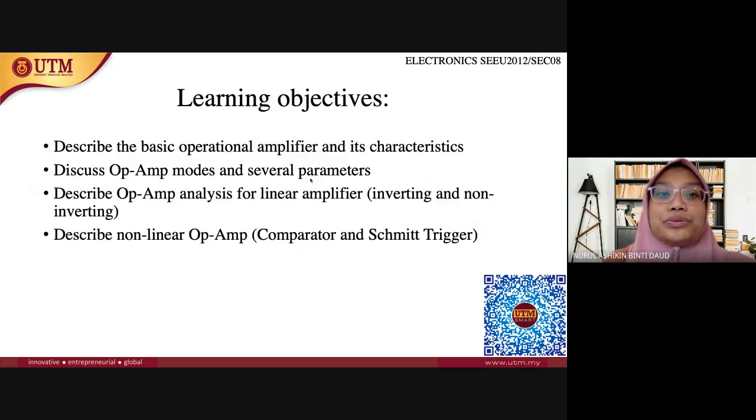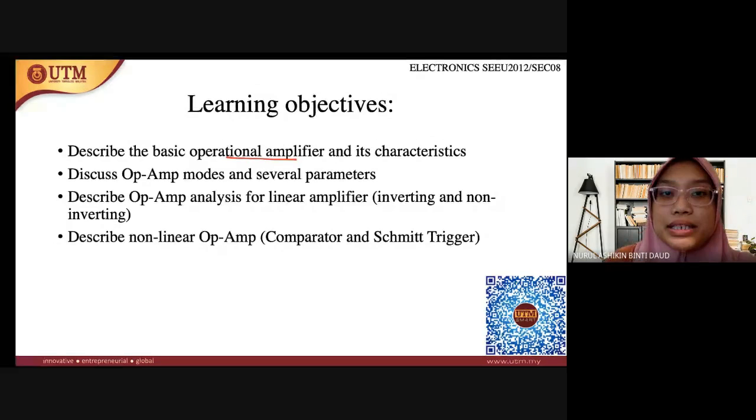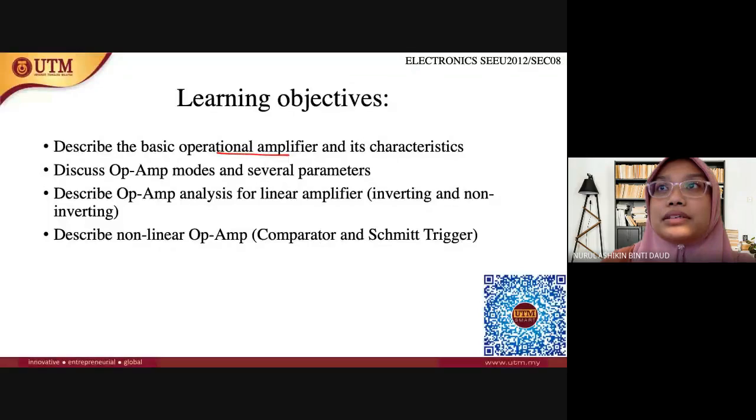So in OP-amp, what are we going to learn? We're going to learn the basic operational amplifier, how the symbols look, and what the types of amplifier are, and how the characteristics and all those things. And then we're going to look a little bit at OP-amp modes and several parameters regarding OP-amp.